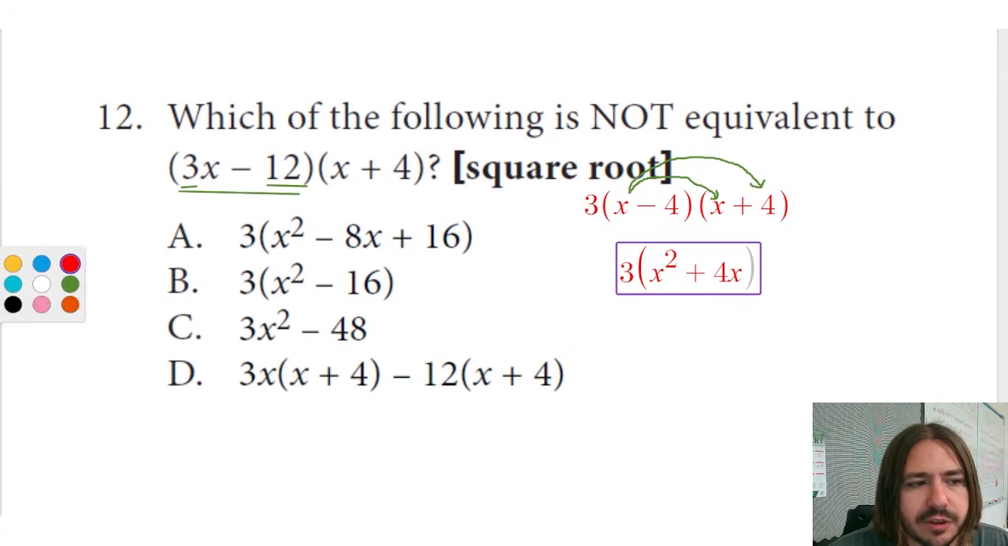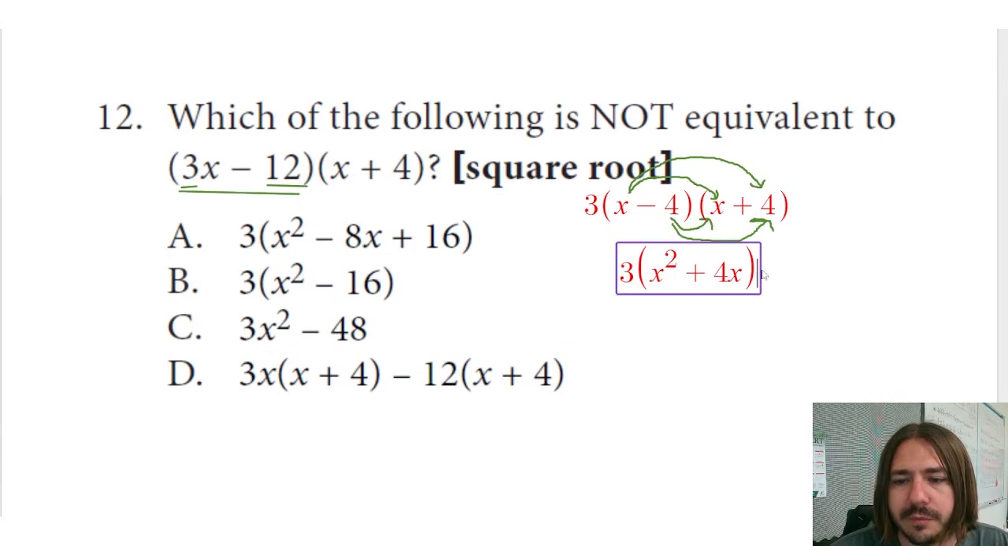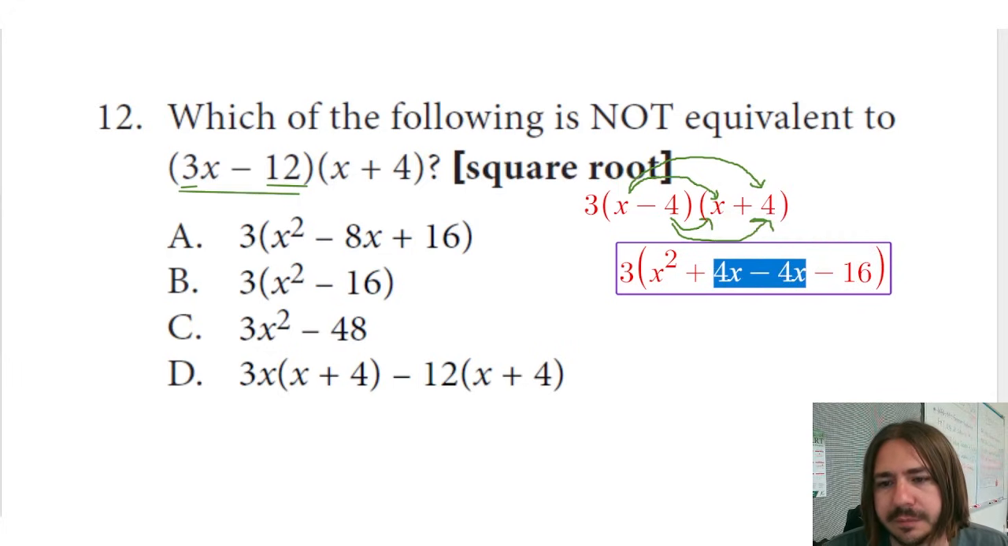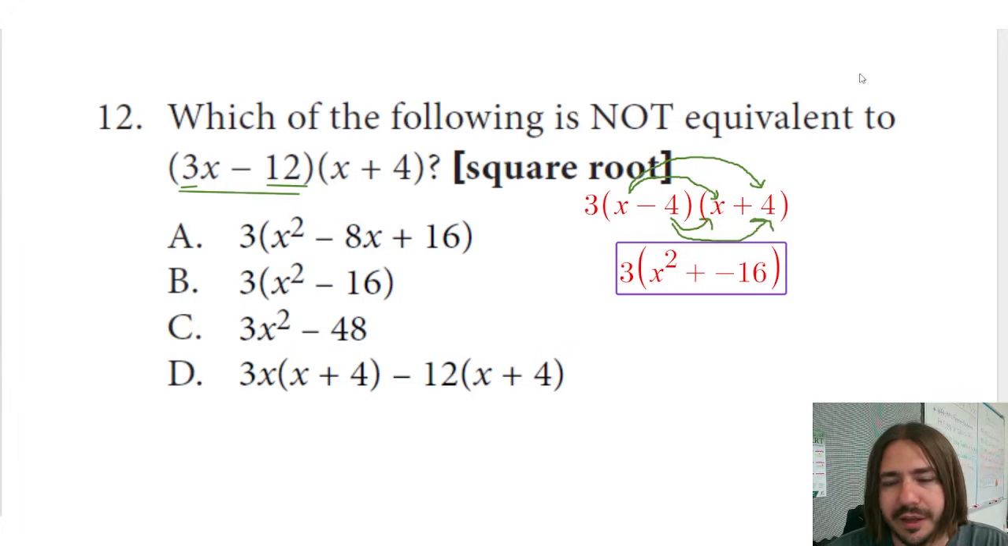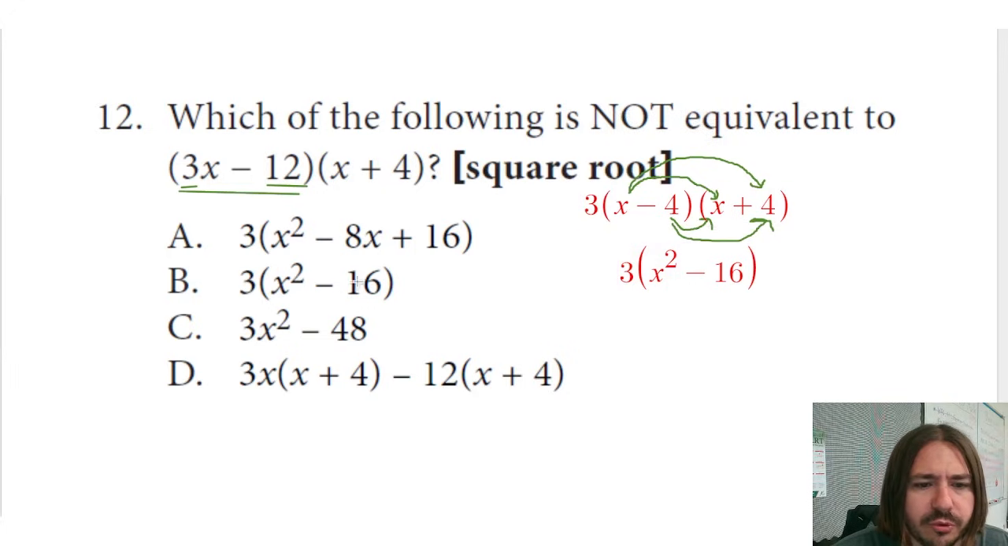But I also need to distribute the second term in the first binomial. This would be the I and the L in FOIL, if you're familiar with that. So negative 4 times x and then negative 4 times 4 would give me minus 4x and then minus 16. So here we can combine our like terms and notice how 4x minus 4x is 0, right? So these just go away. And so now we have x squared minus 16, which we see in choice B.